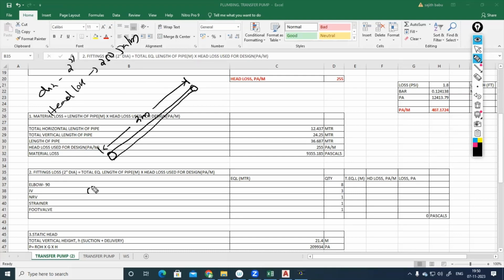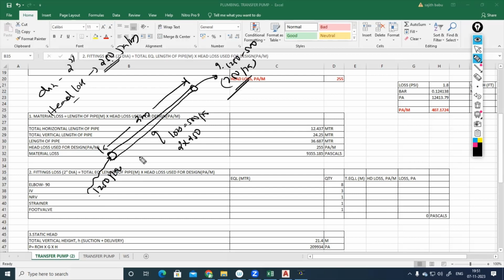Water will be entering at this region, position number 1, with a pressure of 1,250 Pascal. When it is leaving, how much pressure will remain? Head loss is 250 Pascal for each 1 meter of pipe length. For 2 meters of pipe length, the loss will be 2 into 250, so 500 Pascal. The available pressure at the outlet will be 1,250 minus 500, so 750 Pascal will be available on the other side.